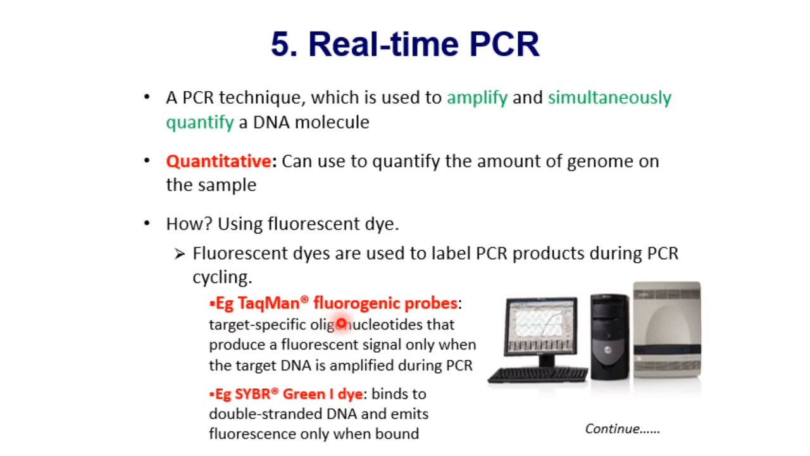For example, the TaqMan probe. This is a target-specific oligonucleotide that produces a fluorescent signal when the target DNA is being amplified during the PCR reaction. The second one is SYBR Green dye, which binds to double-strand DNA and emits fluorescence only when it is bound to it.